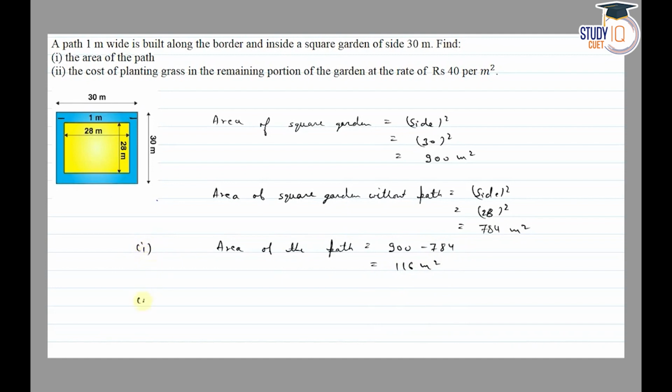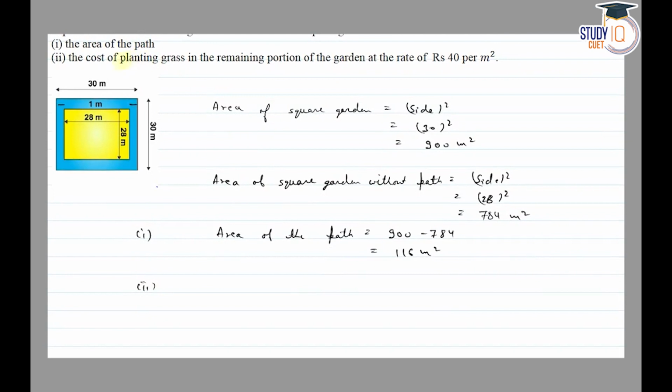So the first part is complete, and in the second part, the cost of planting grass in the remaining portion of the garden at the rate of rupees 40 per meter square.